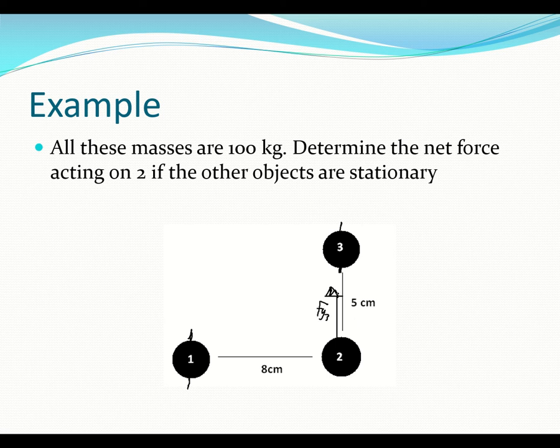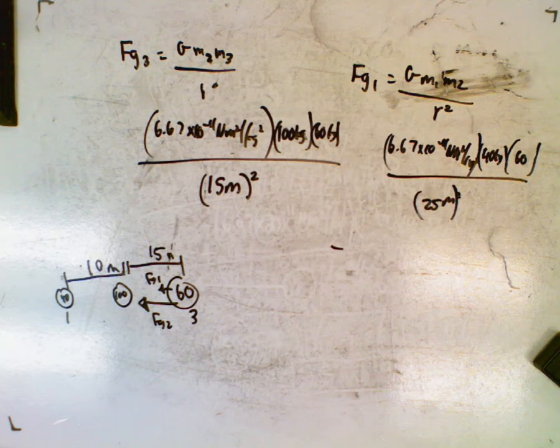So this would be FG3, right? 2 would be attracted to 3, and 2 would also be attracted to 1. And it's a little bit further away, so it's going to be smaller. So this is FG1 like this. Okay. So we can calculate FG1 and FG3. So let's do that.